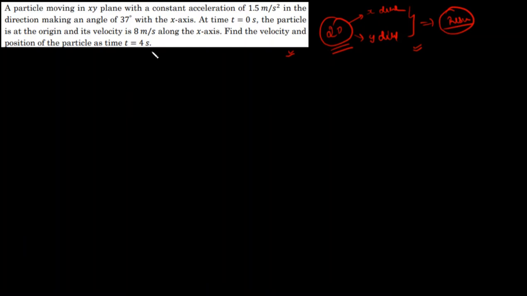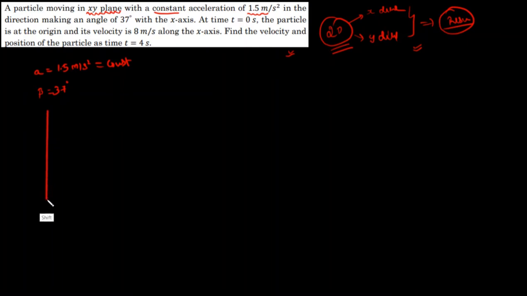Now coming to a particle moving in the xy plane with a constant acceleration of 1.5 meter per second square. So acceleration is given as 1.5 meter per second square, and they also said that it is constant, which is very important, in a direction making an angle of 37 degree. So beta, that is the angle this acceleration is making, is 37 degree.